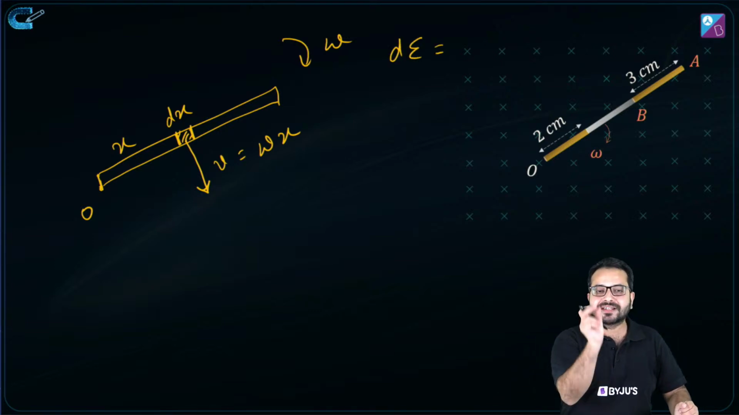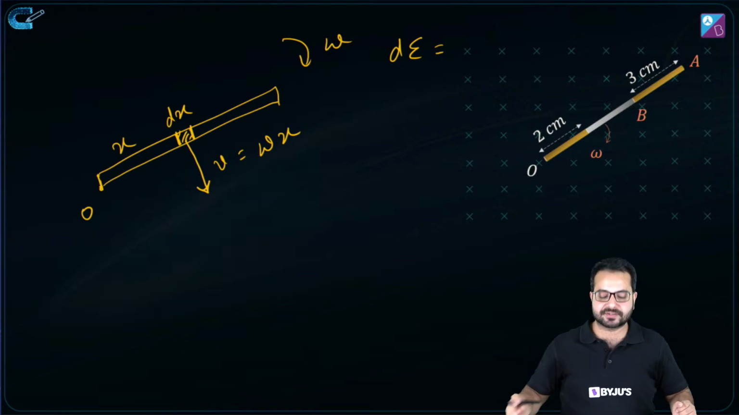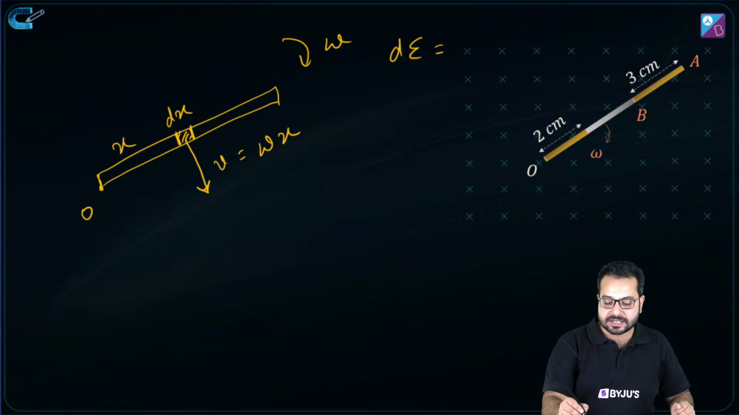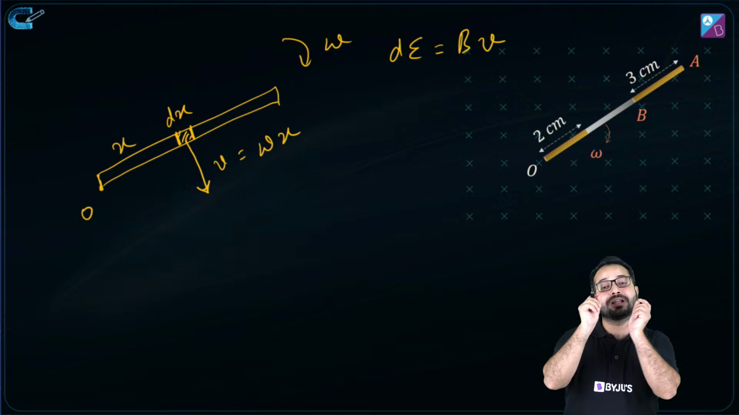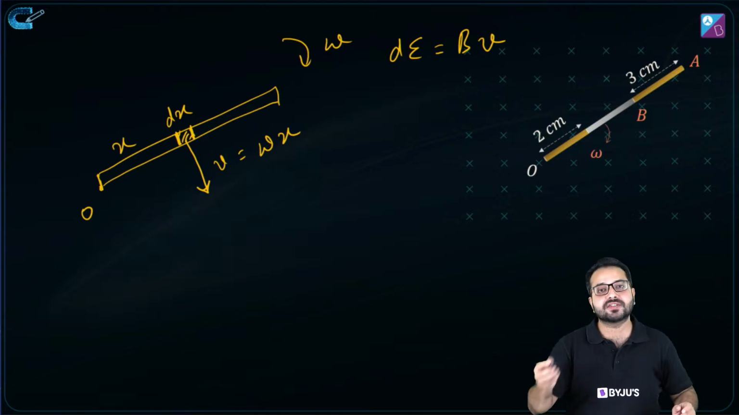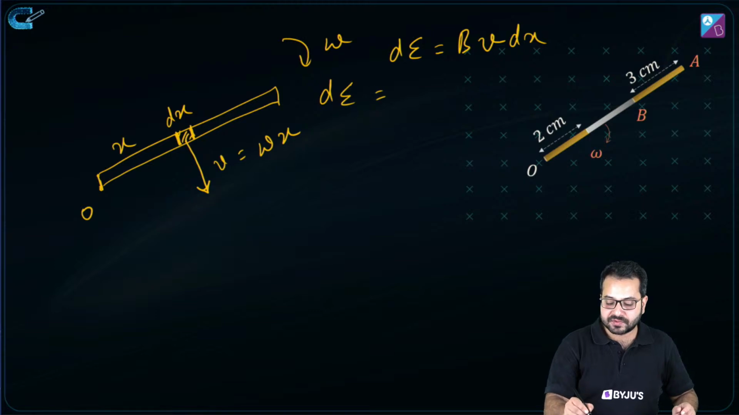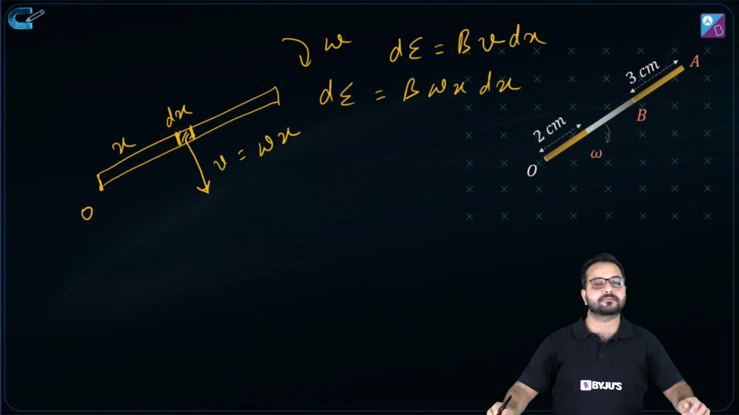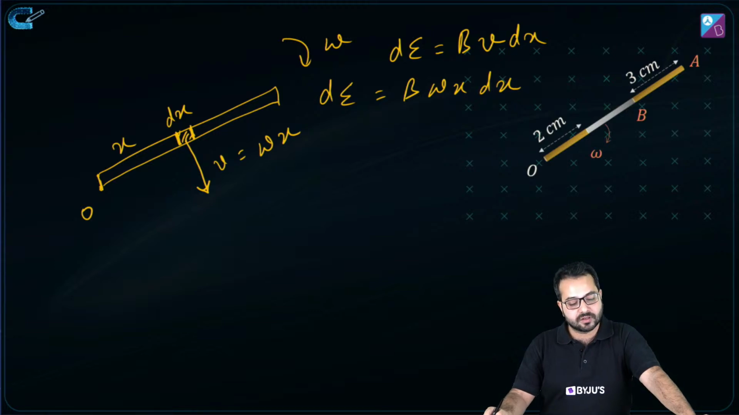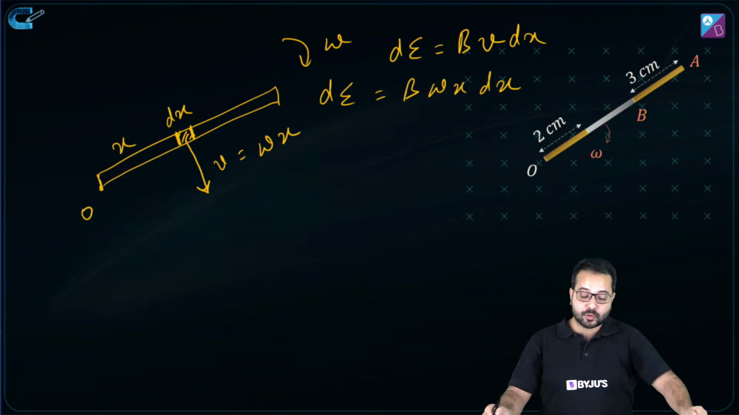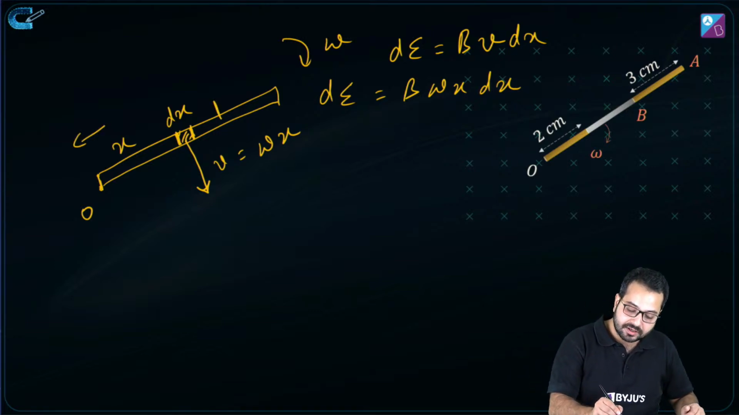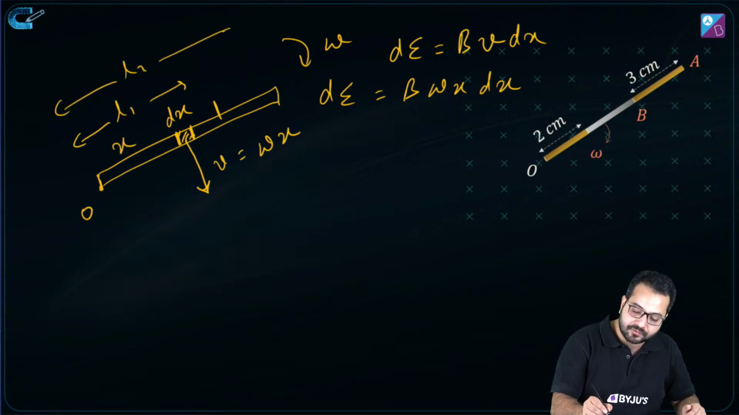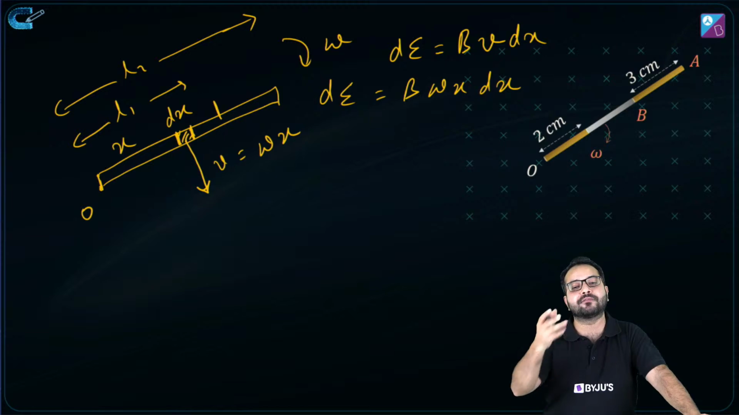Now what will be the small amount of EMF induced across this length dx? The EMF induced would be BV into the length, and the length here is dx. So this is going to become BV dx. So dE becomes B into omega x into dx. Is that correct? Now let's say this is L1 and this is L2. So we have to find out the EMF induced between L1 and L2.